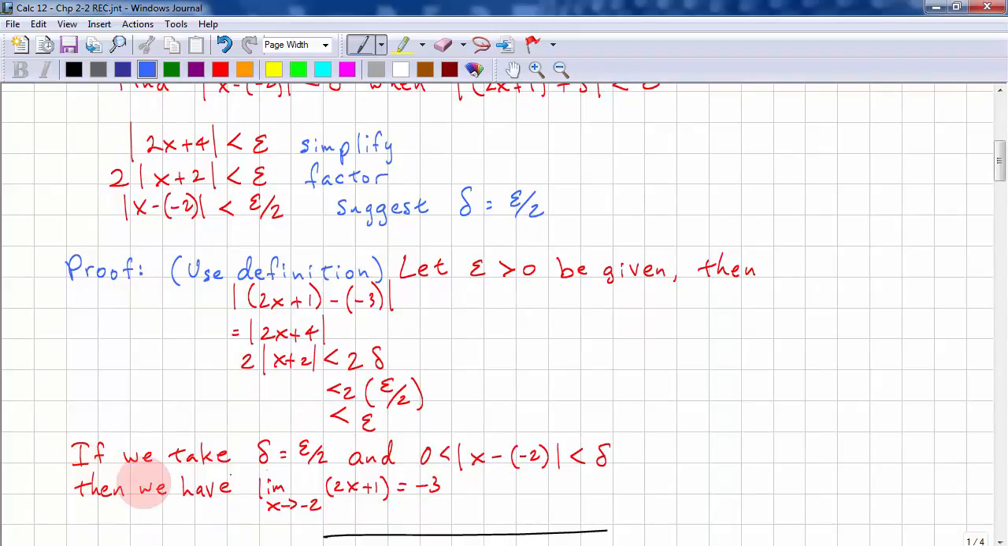And then we just restate it. So if we take delta equals epsilon over 2, and 0 is less than the absolute value of x minus -2 is less than delta, remember, this is our x minus c, then we have the limit as x approaches -2 of 2x plus 1 equals -3. And that is the precise definition of a limit. And again, we use this to prove the theorems that we're going to be using later on.